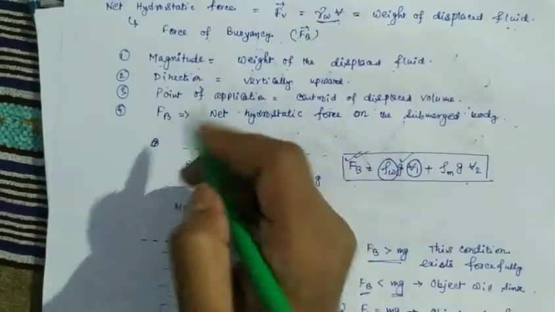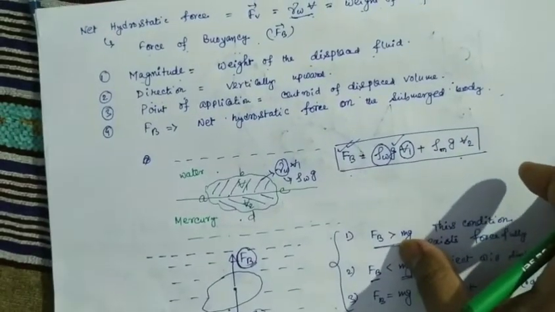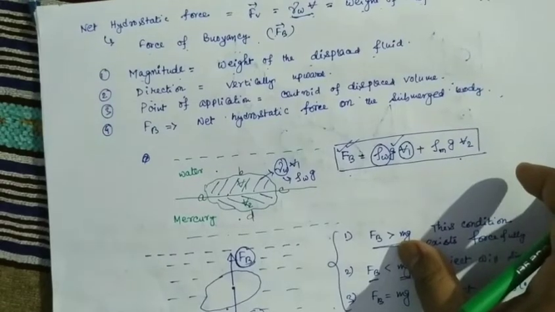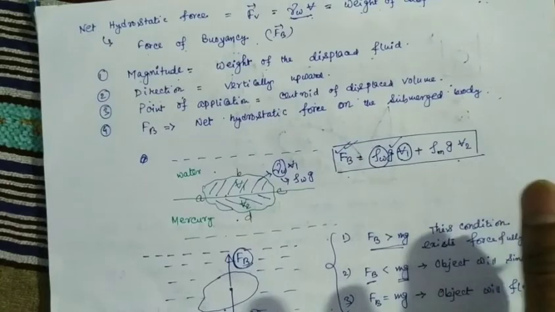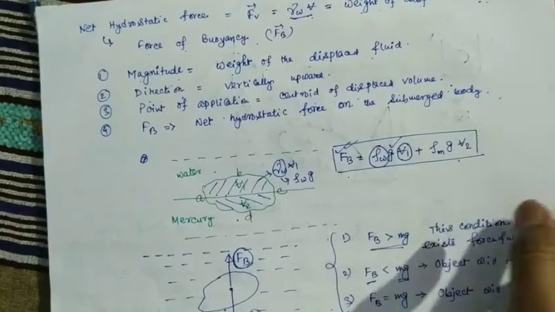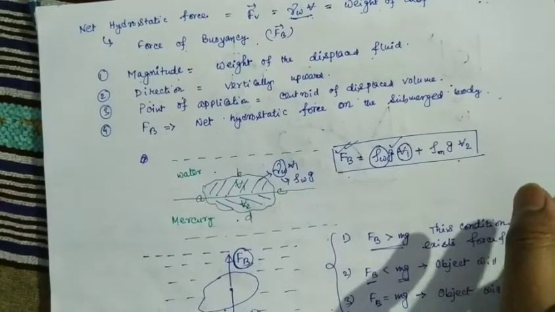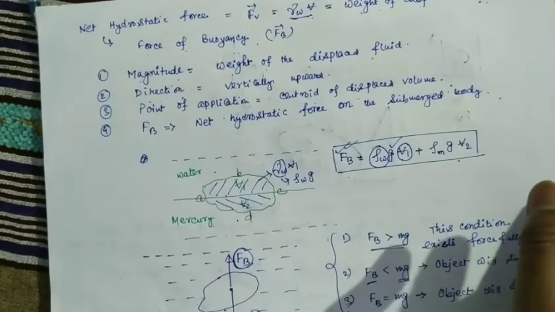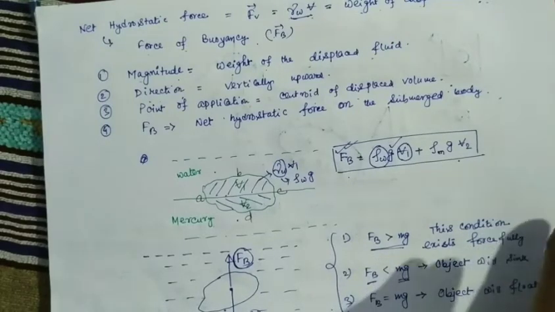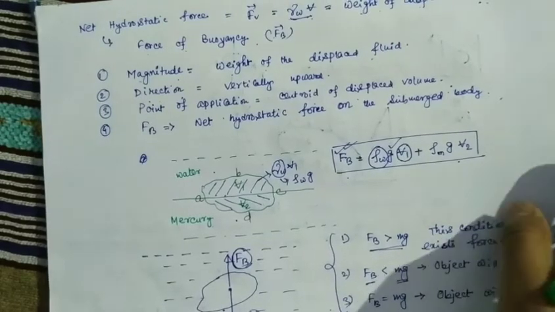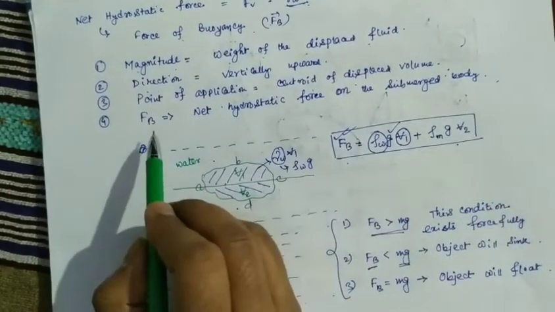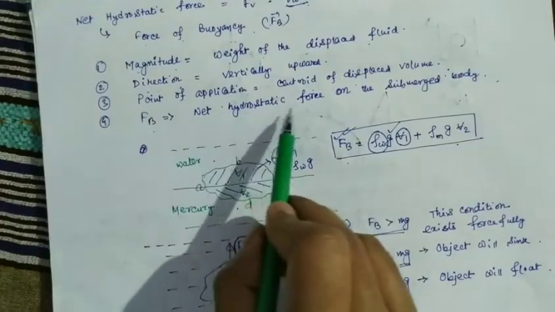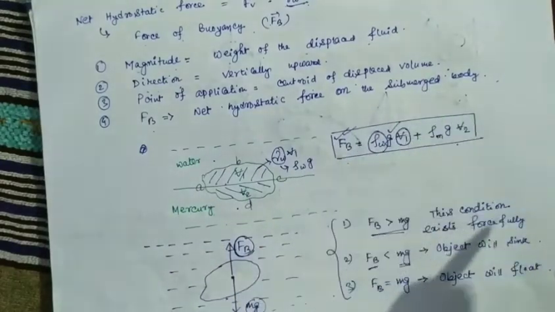Direction, definitely, will be vertically upward, and the point of application will be the centroid of the displaced volume. The volume of water which has been displaced, the centroid of this displaced volume will be the point of application. You can say that is the point of buoyancy force. So FB is nothing but the net hydrostatic force on the submerged body.